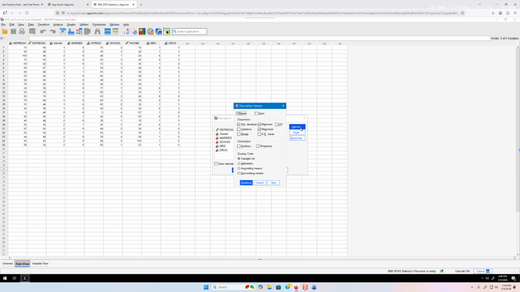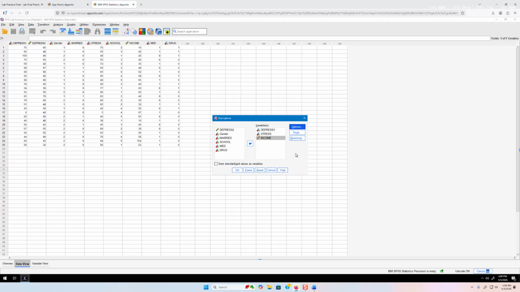Under options, make sure you have mean and standard deviation. I will uncheck everything else. Leave this the same. Just have mean and standard deviation. Continue. Check this box here because this is going to make the z-scores.